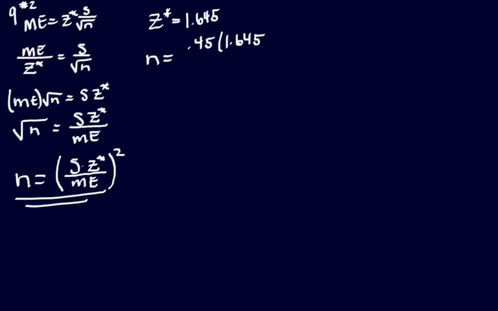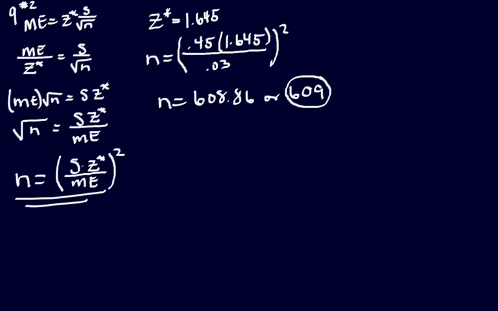So let's look at an example. For the first part, we have z star equals 1.645. If you plug it all into the formula, just like it looks, in my calculator I literally typed in 0.45 times 1.645, hit enter, then divided by 3, or 0.03, and then squared the number, and I got these two values. Remember always to round up when you're finding sample size.